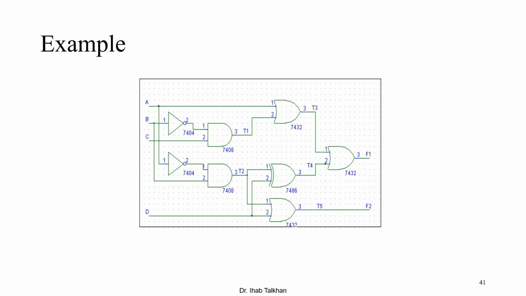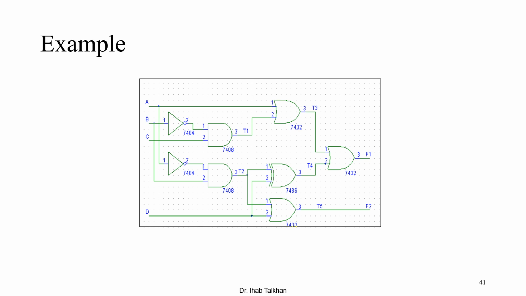In this slide, we are going to apply what we mentioned in the previous slide about the analysis procedure. As you can see here, you have inputs A, B, C, D and two outputs F1, F2, and we need to find the relationship between F1 and F2 as a function of A, B, C, D.